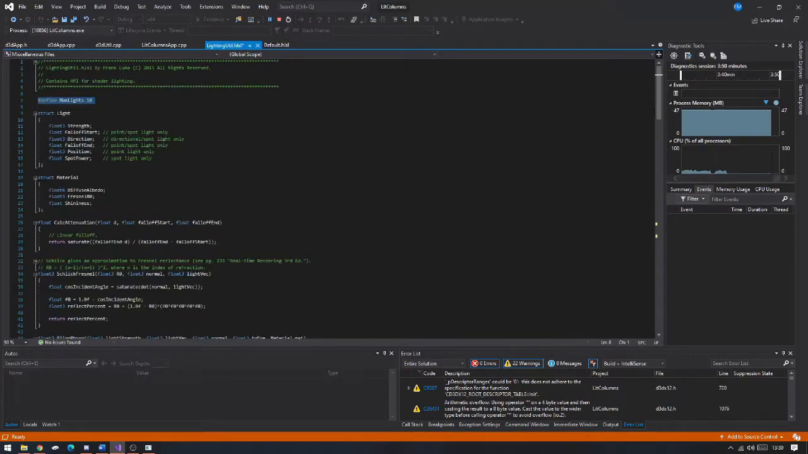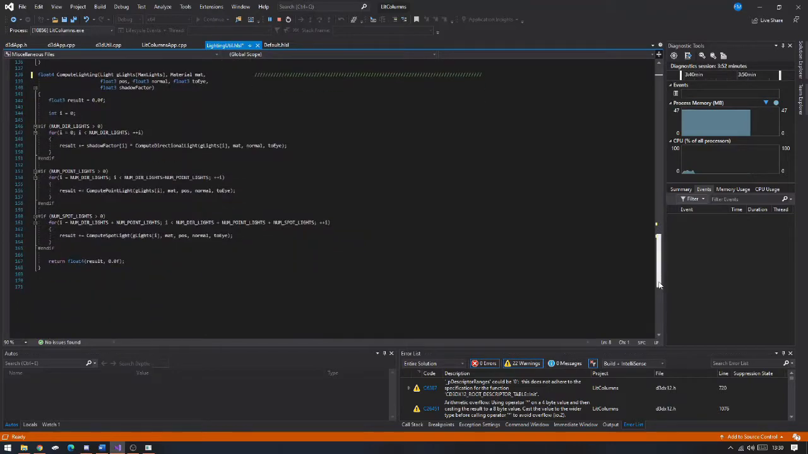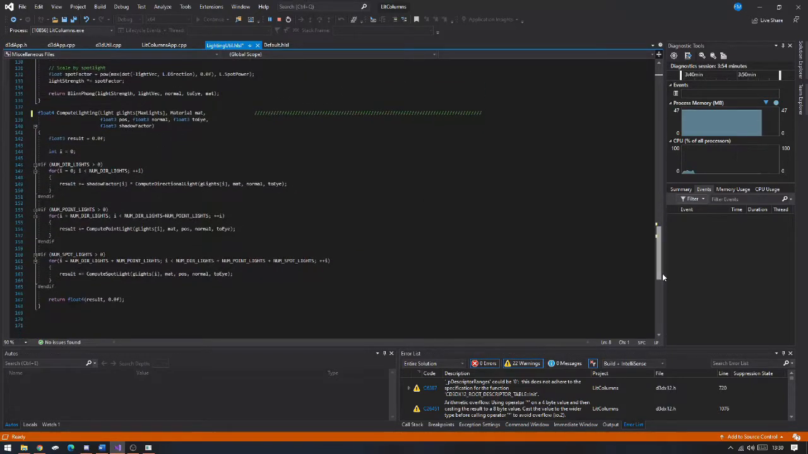We can also see the light types being computed and accumulated here in the pixel shader, with each light type being iterated over.